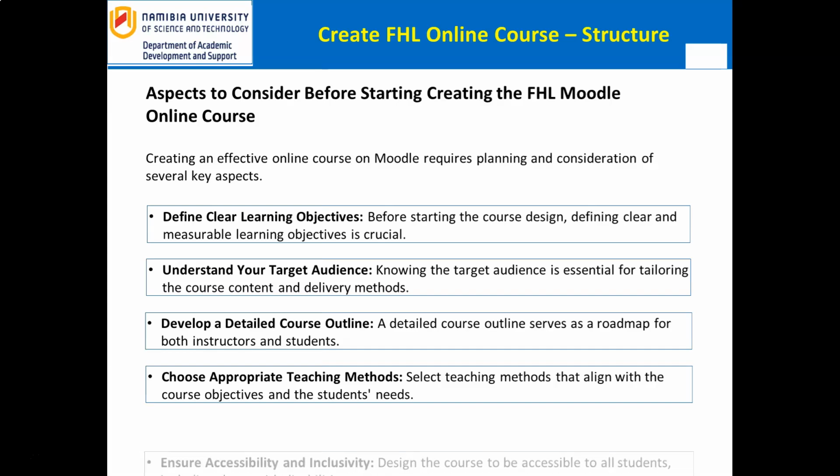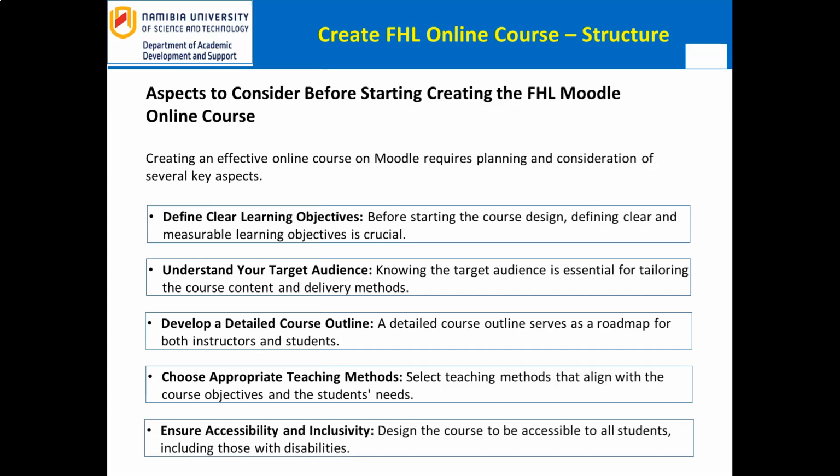5. Ensure accessibility and inclusivity. Design the course to be accessible to all students, including those with disabilities. Use accessible design principles such as providing text alternatives for audio and visual content, ensuring keyboard navigability, and using clear and consistent layouts. Inclusivity also involves considering cultural diversity and providing support for non-native speakers, according to Bergstaller, 2015.